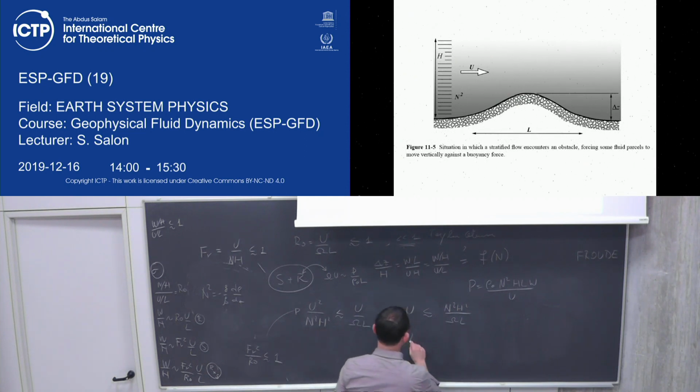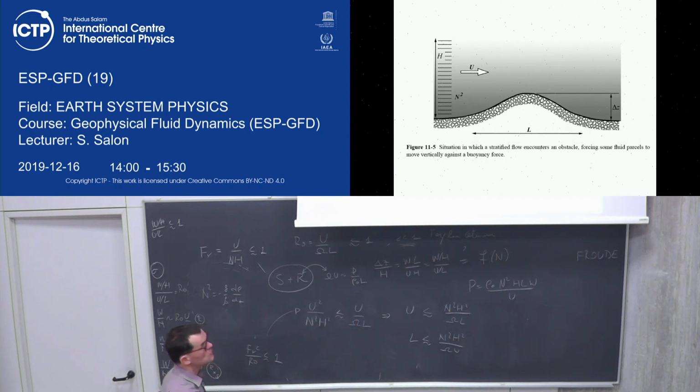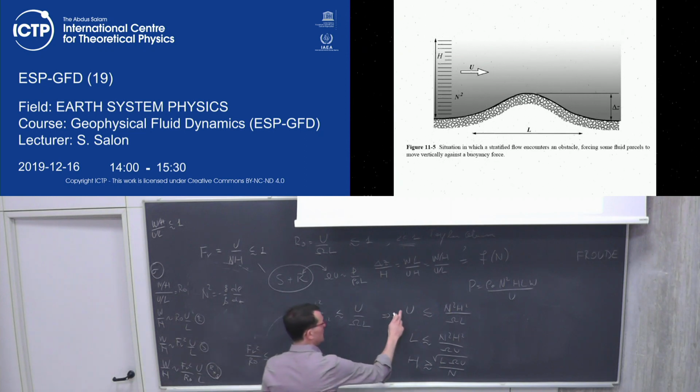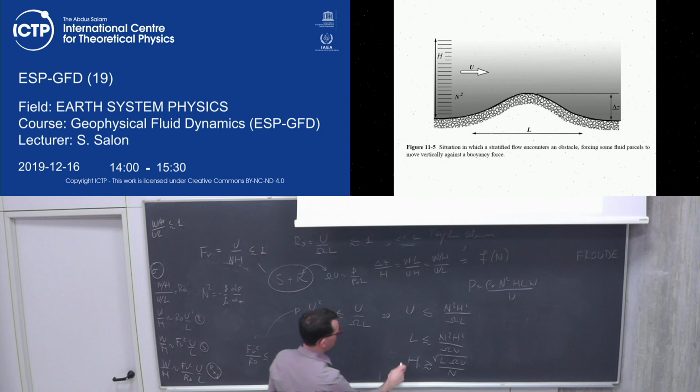We can do the same with L. L will be N squared H squared over omega U. So the maximum extension will be constrained again by the velocity, by the rotation, by the stratification, and by the height. And of course, I have the third one, which is H, which must be larger than L omega U over N squared. So we have three limits for velocity, for horizontal length, and for the height scale, that depend in turn on stratification, rotation, and of course on the other parameters.